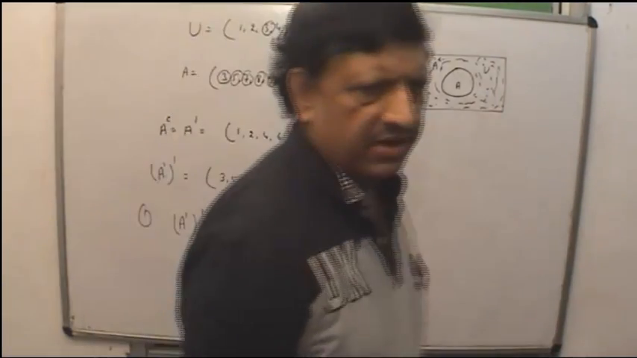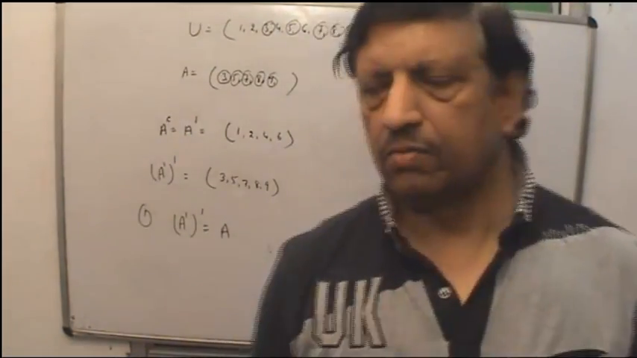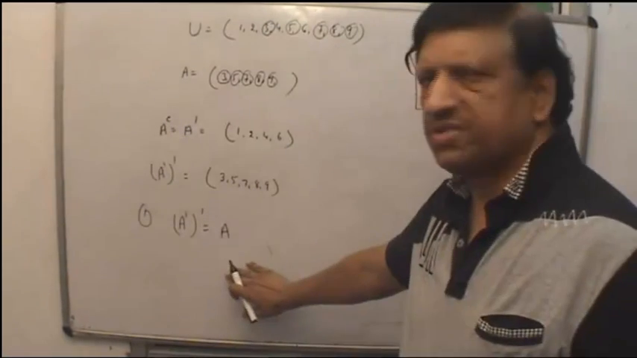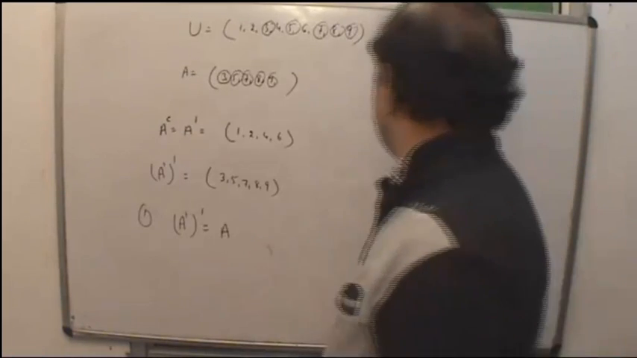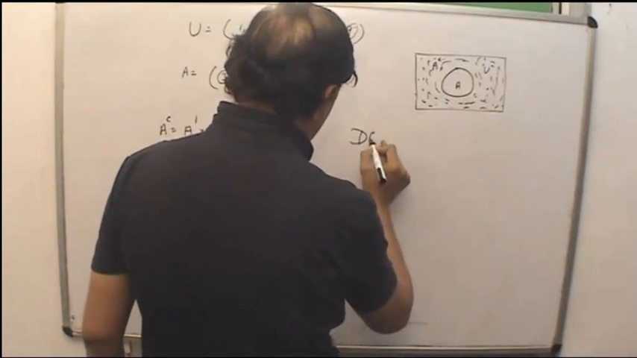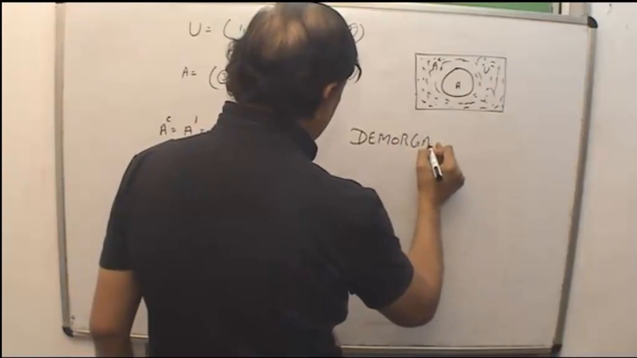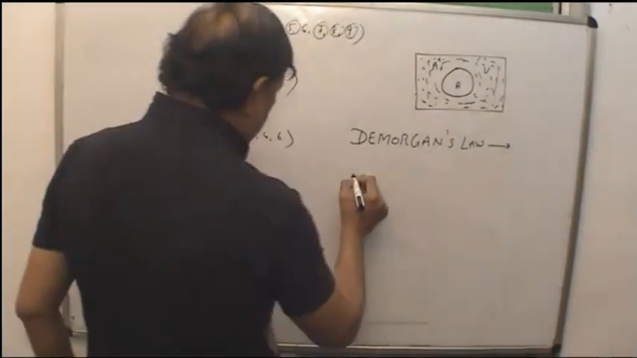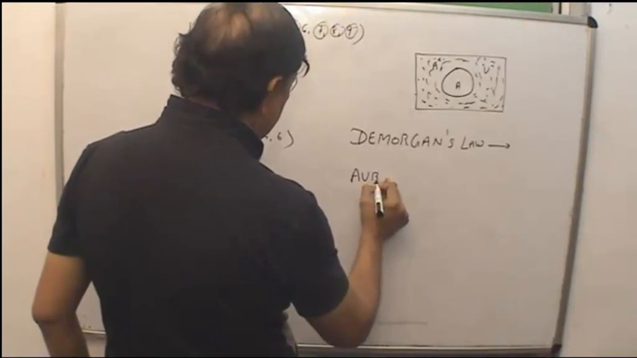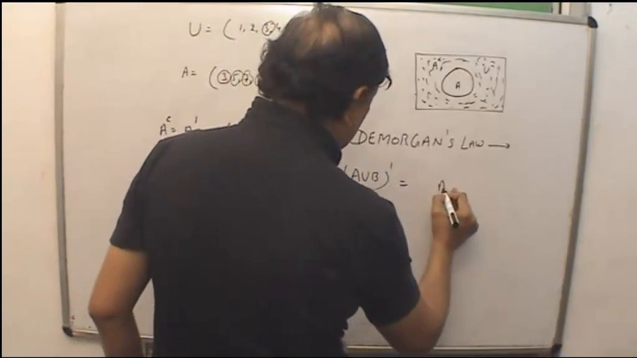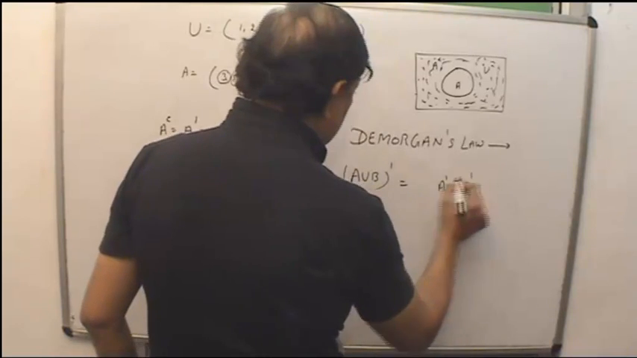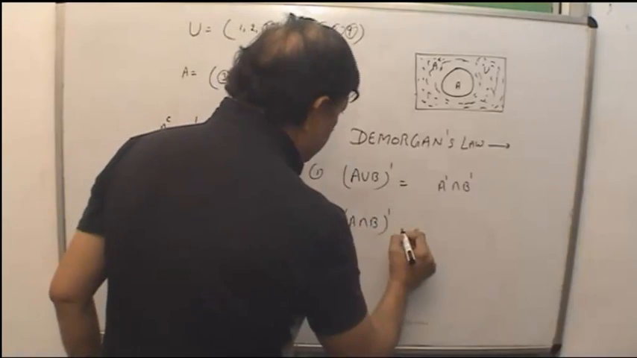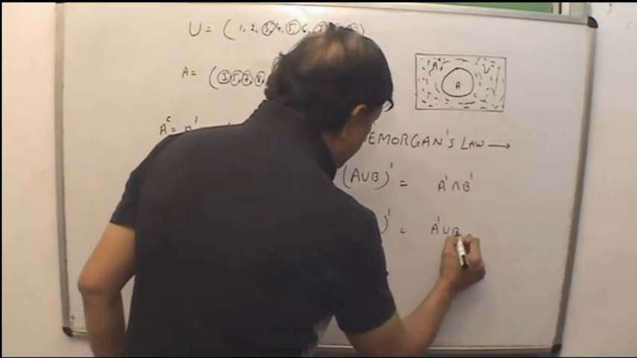In the complement of a set, a very important result is De Morgan's law, which is obeyed in the universal set. What is De Morgan's law? They are important in the concept of the complement of a set. First, (A union B) complement is equal to A complement intersection B complement. Second, (A intersection B) complement is equal to A complement union B complement.